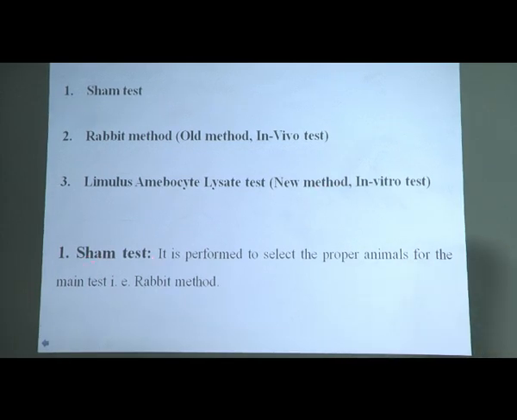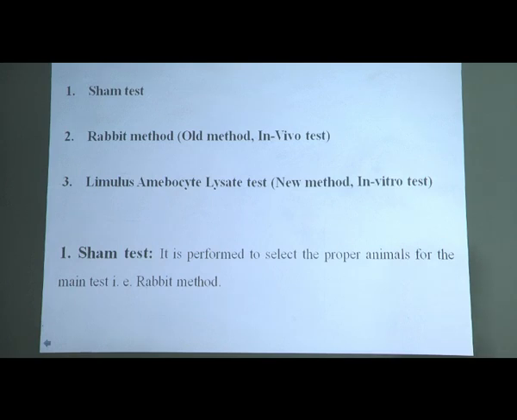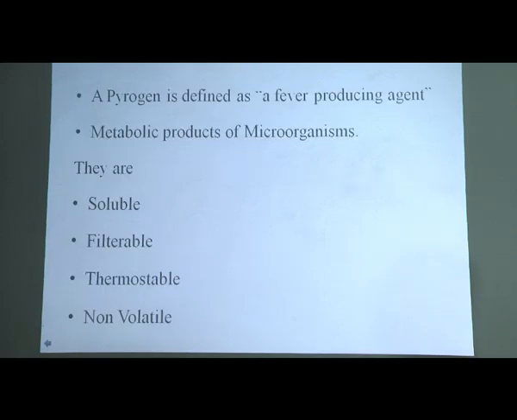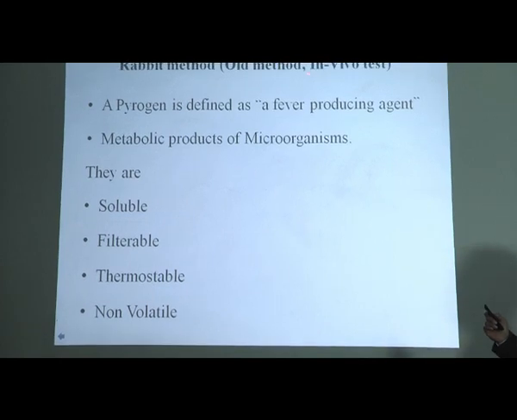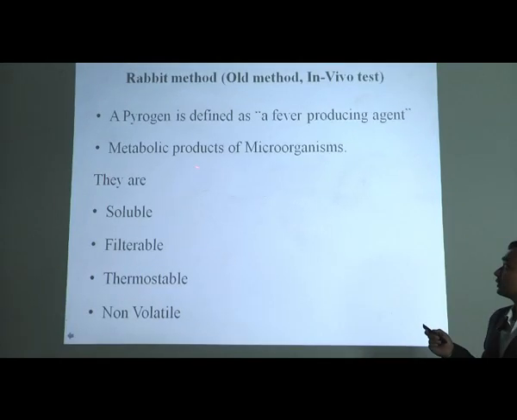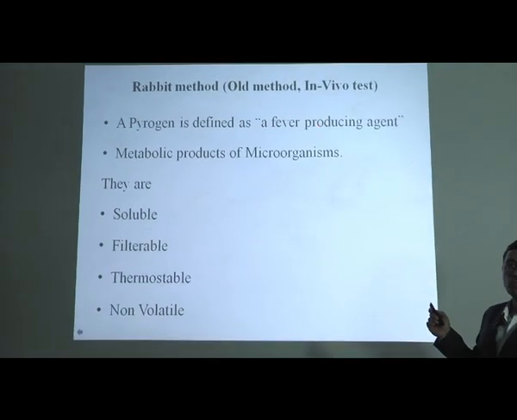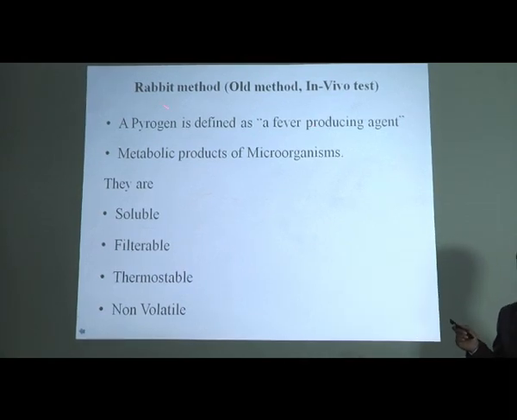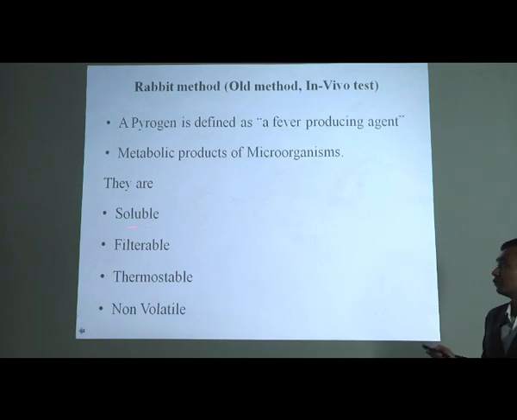So the sham test is used to select the proper animals for the in vivo study. Then the rabbit method, which is an old, in vivo test. A pyrogen is defined as a fever producing agent, that is, the metabolic products of microorganisms. These pyrogens are soluble, filterable, thermostable, and non-volatile.